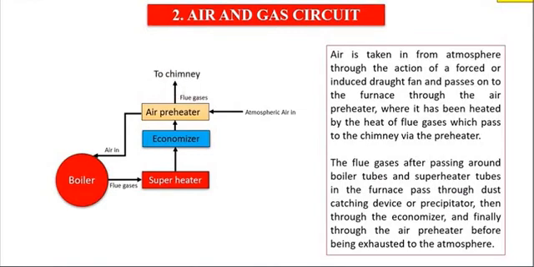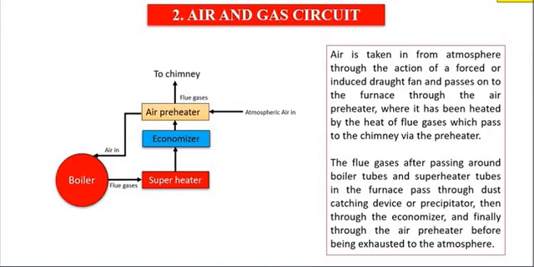So here air is taken in from the atmosphere through the action of a forced or induced draught fan and passes on to the furnace through the air preheater, where it has been heated by the heat of flue gases which pass to the chimney via the preheater.